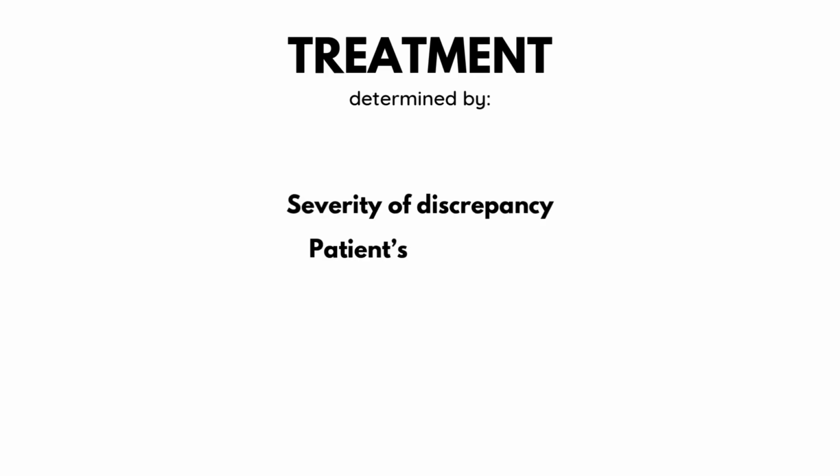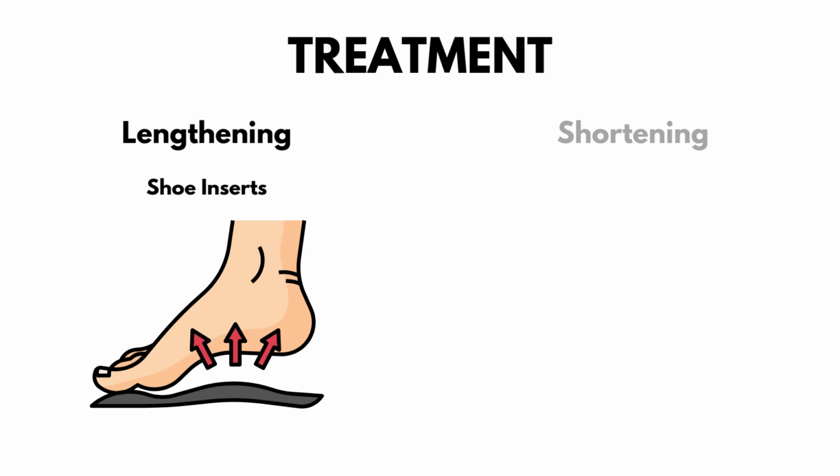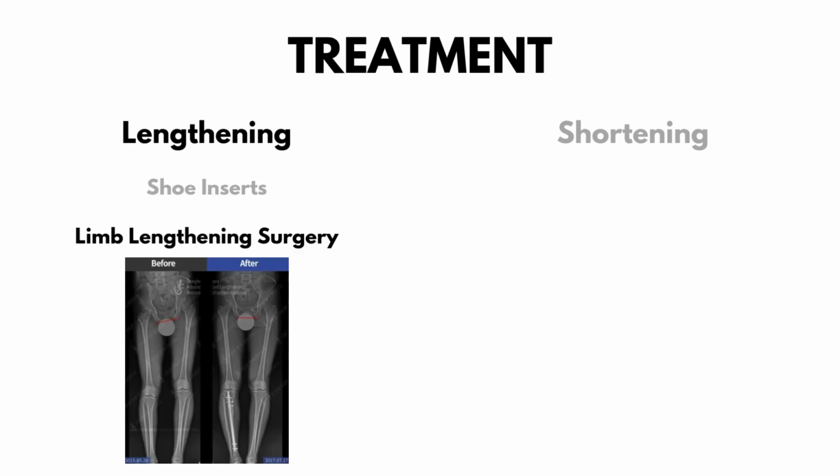Management of leg length discrepancy is determined by the severity of the discrepancy, the patient's symptoms, and overall functional impact. Treatment strategies generally fall into two categories: lengthening the shorter limb. Shoe inserts are a non-surgical approach that can compensate for minor discrepancies and alleviate symptoms. Limb lengthening surgery, a controlled procedure using external or internal fixation devices that gradually increase bone length over time.